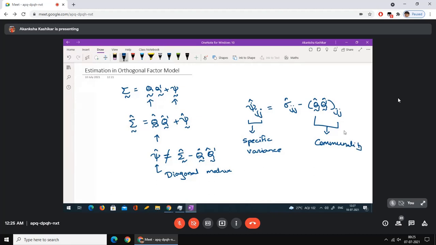In fact, if I remember correctly, we also discussed how we can see how much percentage of variation in each variable a factor model explains. We said that this communality upon sigma jj would give me the proportion of variation in the jth variable explained by the orthogonal factor model. Have I remembered talking about it?